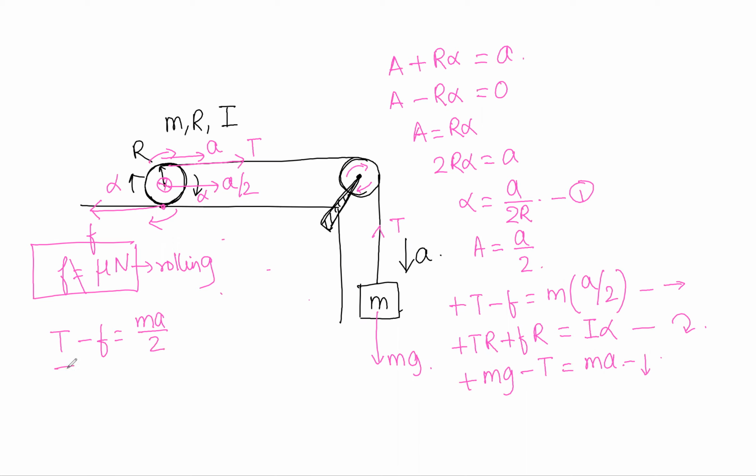सेकेंड इक्वेशन को R से डिवाइड करते हैं तो T plus F is equal to I into alpha by R हो जाएगा. दोनों को आप ऐड कर देते हैं. तो you will get 2T is equal to ma by 2 plus I alpha by R. तो यहाँ से हमें T मिल जाएगा. T को अपन इसमें सब्स्टिट्यूट कर देंगे.